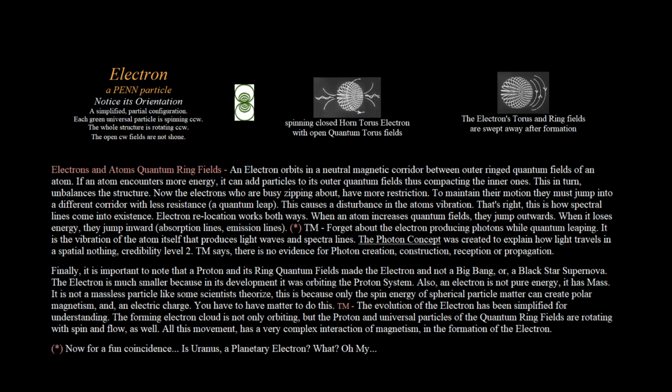Finally, it is important to note that a proton and its ring quantum fields made the electron, and not a Big Bang or a black star supernova. The electron is much smaller because in its development it was orbiting the proton system.